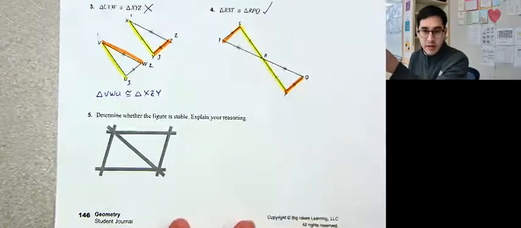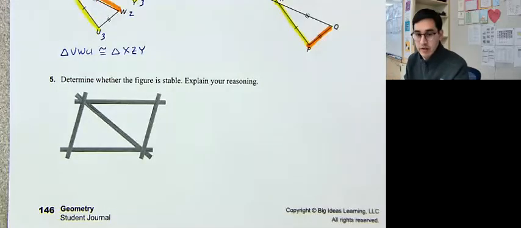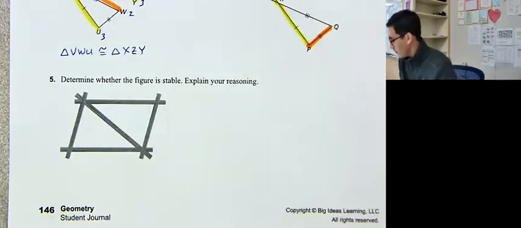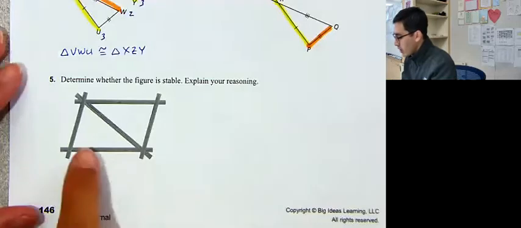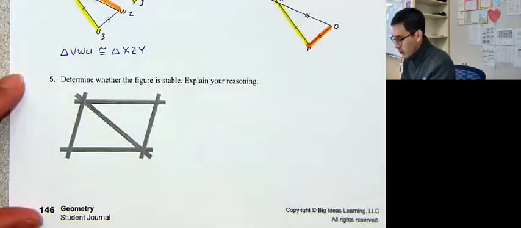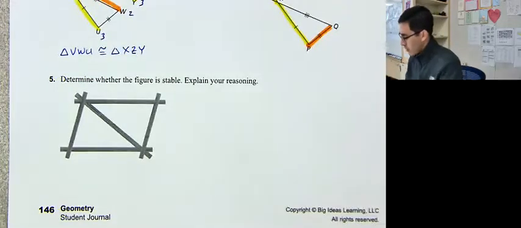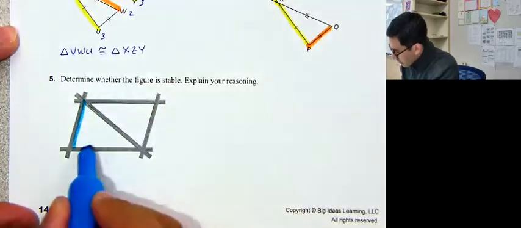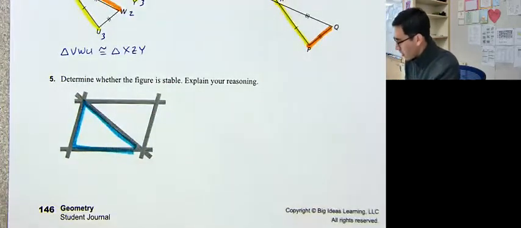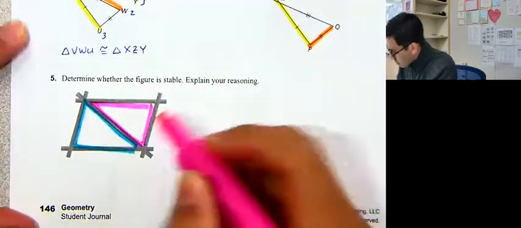Sorry, I didn't realize there was another question on this page. All right, so determine whether the figure here is stable and explain your reasoning. So here we've got, well, a wooden figure, I guess, but it's constructed out of triangles, right? So we have a triangle here and a triangle here.